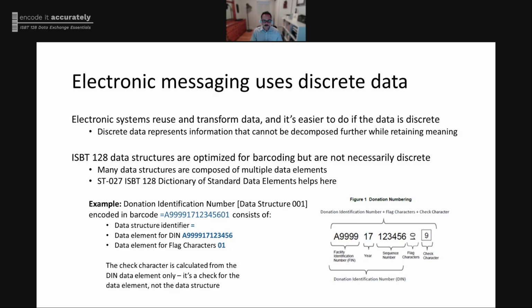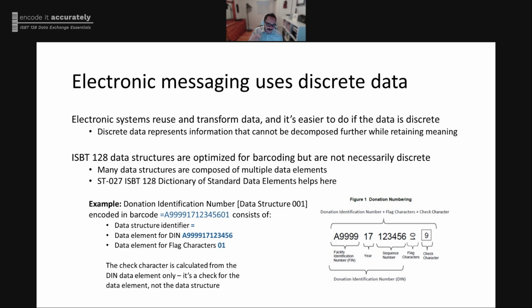Take the donation identification number, data structure 1, as an example. In a barcode, it's a single data structure with a prefix of an equal sign. And this is telling the software scanning the barcode that it should treat the rest of the scan text as a DIN, which is important when you're talking about compound barcodes containing multiple data structures, or just really giving context to an end software application.